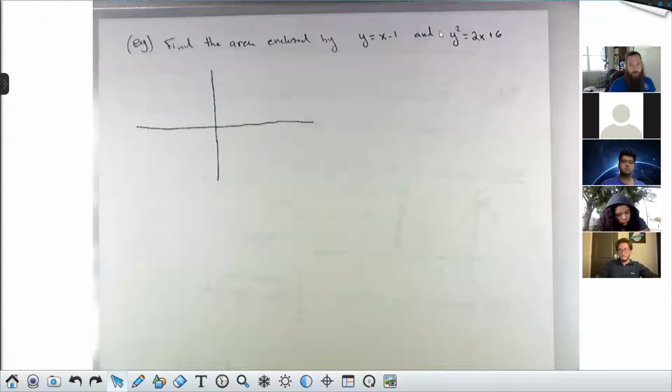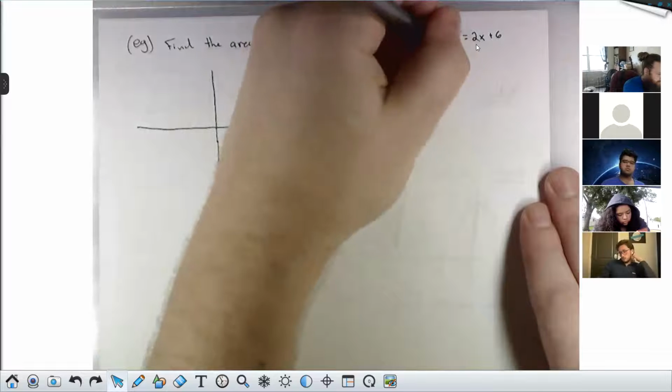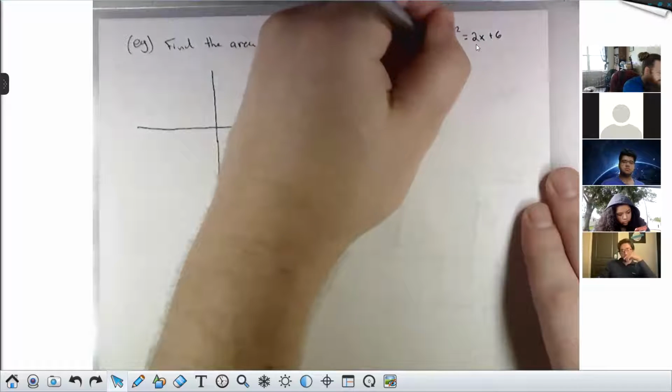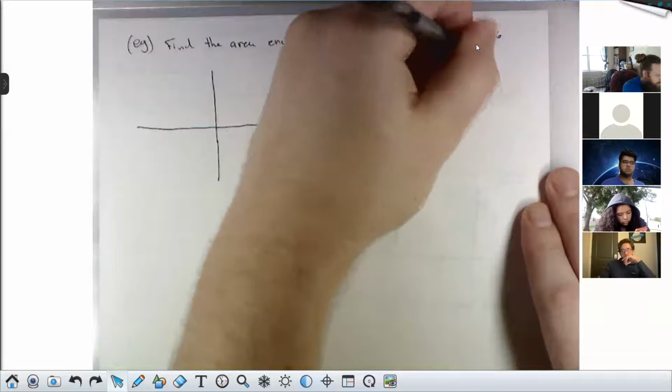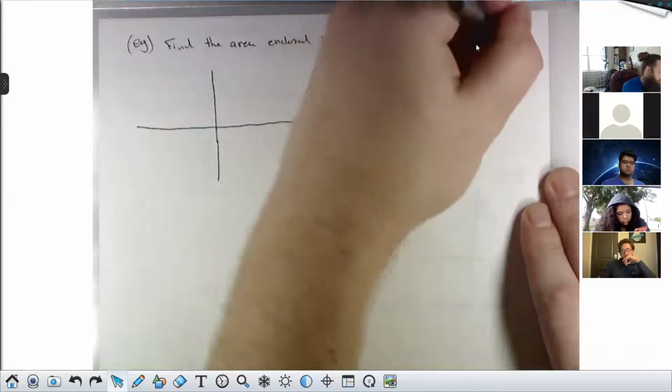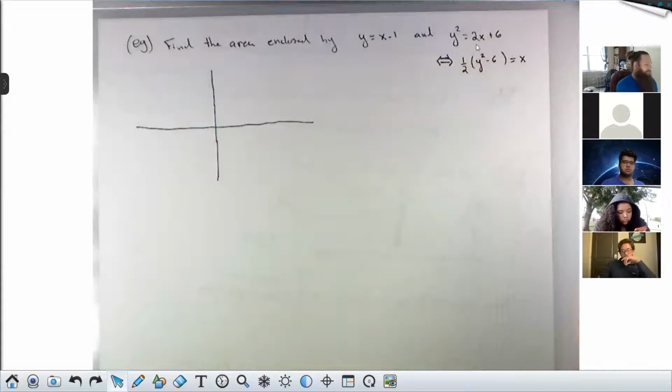Since this is a quadratic where the y is squared, not the x, you know it's going to be a parabola which opens sideways, either to the left or to the right. And then the easiest way to get a good sketch of this is going to be to solve it for x. So this is 1/2 times y squared minus 6 equals x. All right, so here's one of your functions. This is like f of y or g of y.